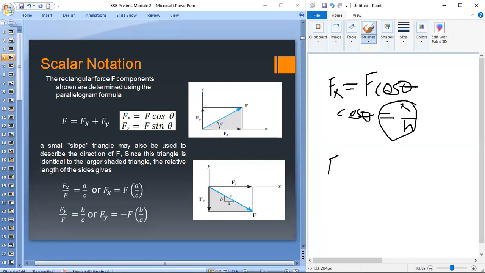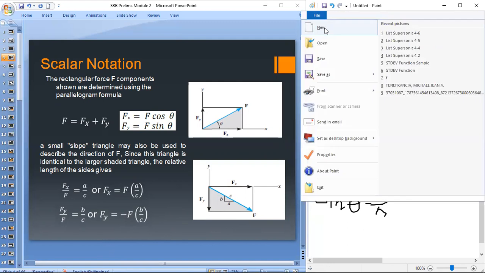Same lang din sa y: Fy equals the force magnitude times sine theta. Sine theta equals y over your hypotenuse. The y natin is b, and then your c is the hypotenuse. Input mo lang din yan, so makukuha mo na yung force mo sa y. Negative yan kasi pababa.